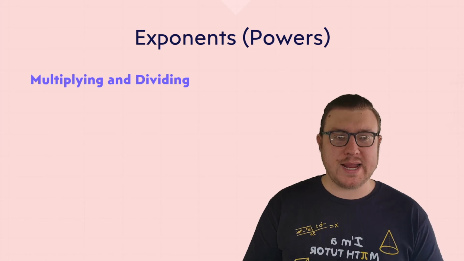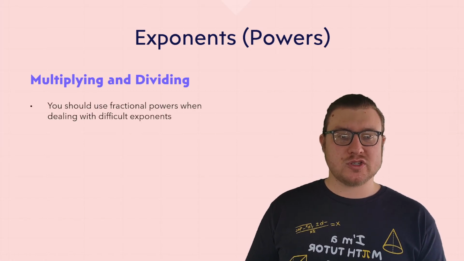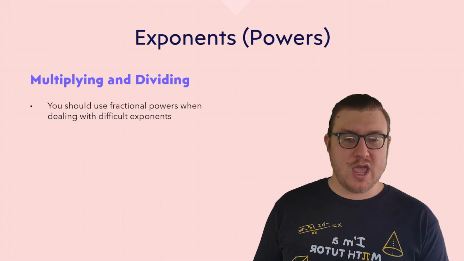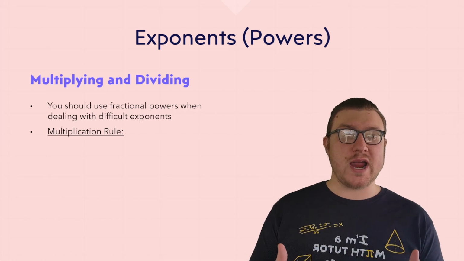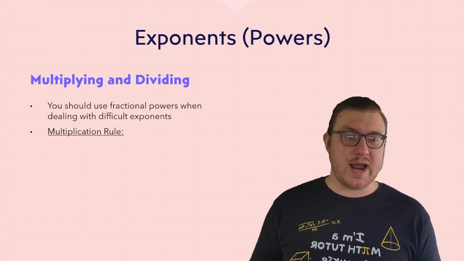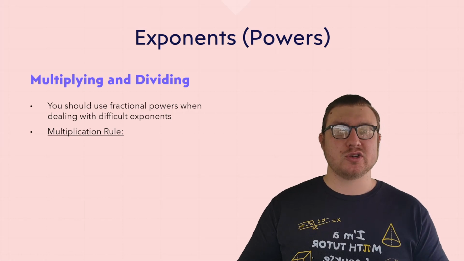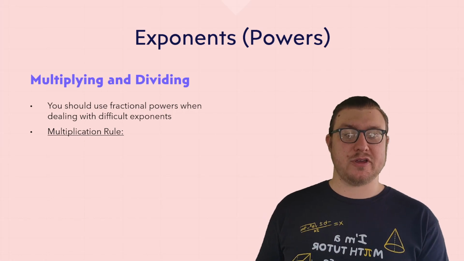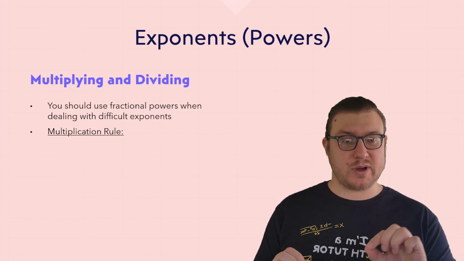What about multiplying and dividing these terms? So you should use fractional powers when dealing with difficult exponents. What that means is you should write x to the 1/2 instead of the square root of x to make sure that you have numbers to deal with, not just the radical, the square root sign.